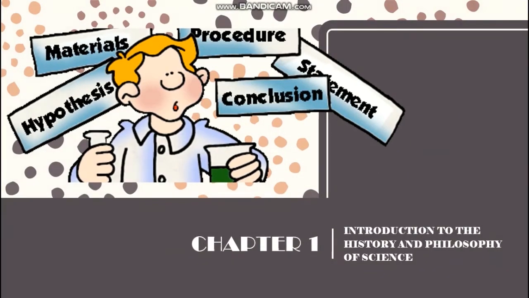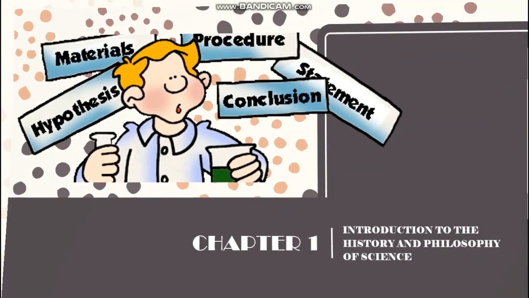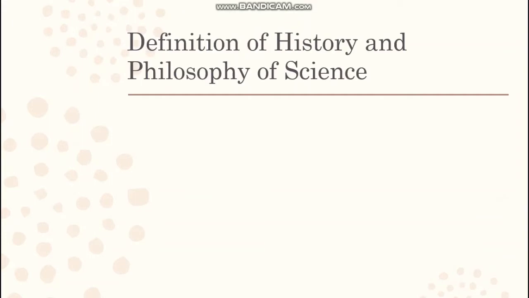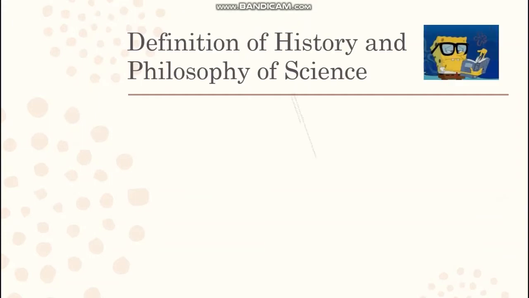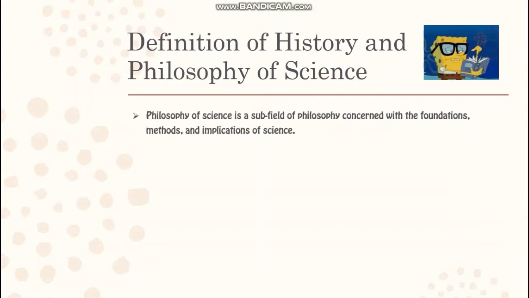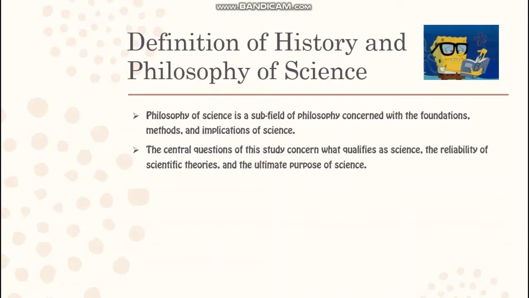Chapter 1: Introduction to the History and Philosophy of Science. Definition of History and Philosophy of Science. Philosophy of science is a subfield of philosophy concerned with the foundations, methods, and implications of science. The central questions of this study concern what qualifies as science, the reliability of scientific theories, and the ultimate purpose of science.